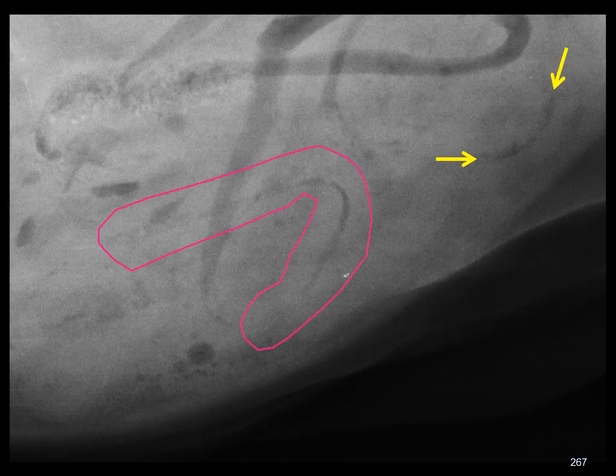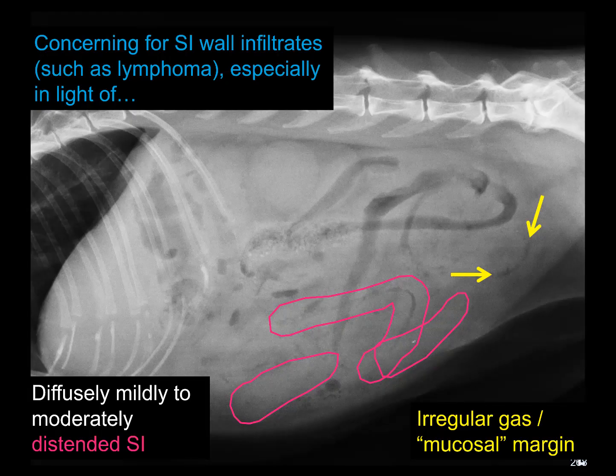If I zoom in, again, I think we can see the same sort of story. Larger small intestinal segments than they should be. This funny ribbon-like gas, irregular margins of the gas, pretty concerning as it turns out for a wall infiltrate, or at least wall thickening. And when I see that, I do think about lymphoma or other round cell neoplasia.